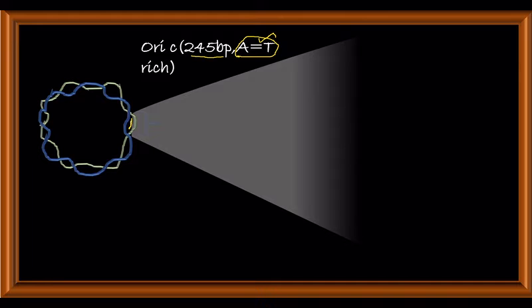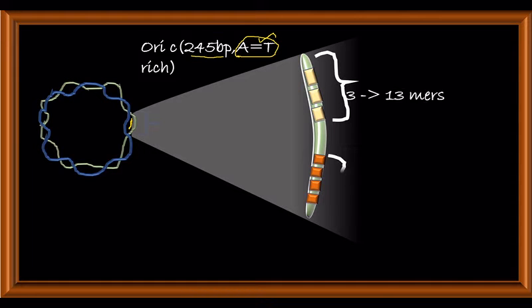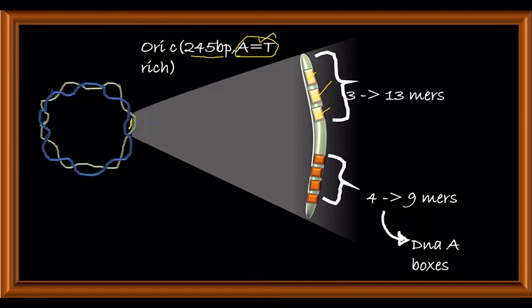Here is the zoom in of the OriC site. You can see 3 13-mers and 4 9-mers. That is 3 batches of 13 nucleotides and 4 batches of 9 nucleotides. The 9-mers are also called DnaA boxes. Here you can see DNA in small letters. The Dna in small letters means the protein. The DNA in caps means deoxyribonucleic acid itself.